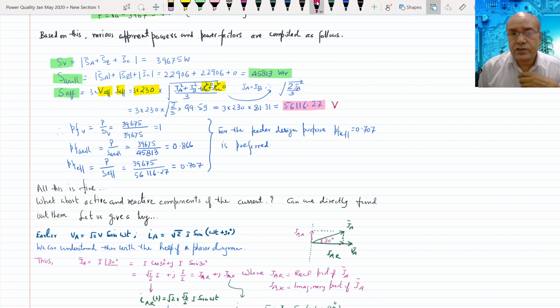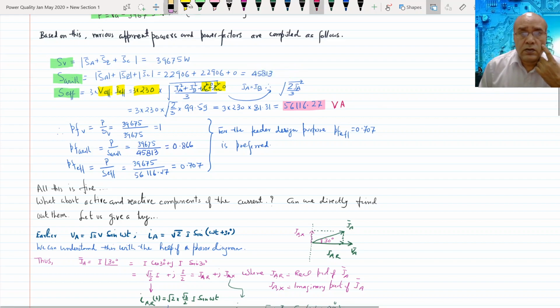Volt amps. Now these are all volt amps, so you can correct them. This is not a bar actually, this is also volt amp. This is in watts because there is no reactive component, so you can say volt amp same as watts here. Now based on this we compute the power factors.